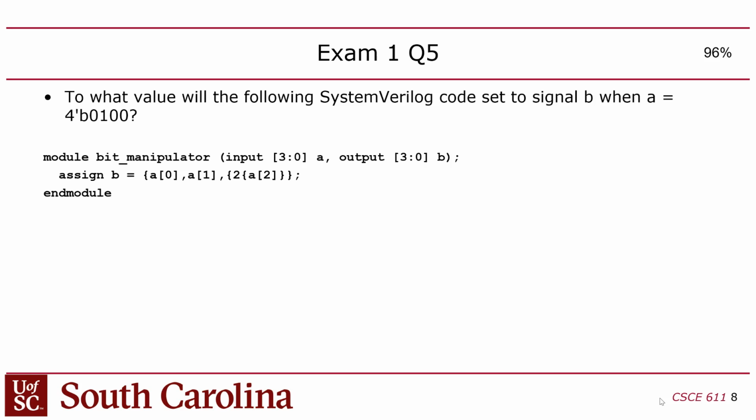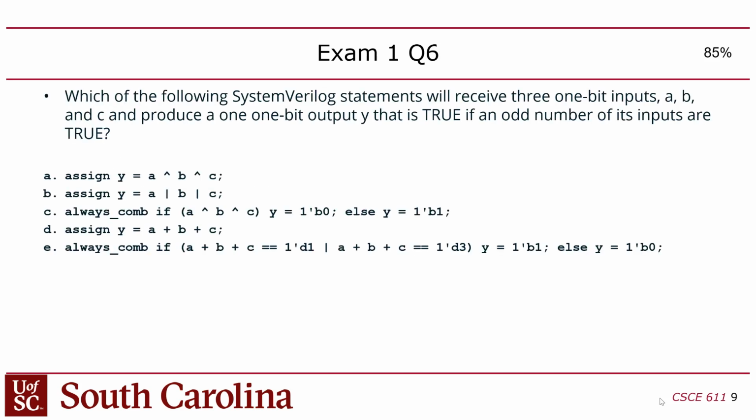To what value will the following SystemVerilog code set signal B when A equals 0, 1, 0, 0? I think I might have talked about this one in the review too. It's going to be 0, 0, 0, 0, right? Because you're going to take the low order 2 bits and swap their order. This is A0, that's A1, and then 2 copies of that. So 0, 0, 0, 0. Two copies of A2, of course, which is the leftmost bit.